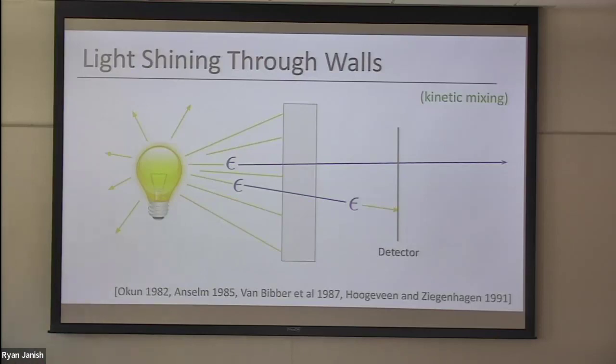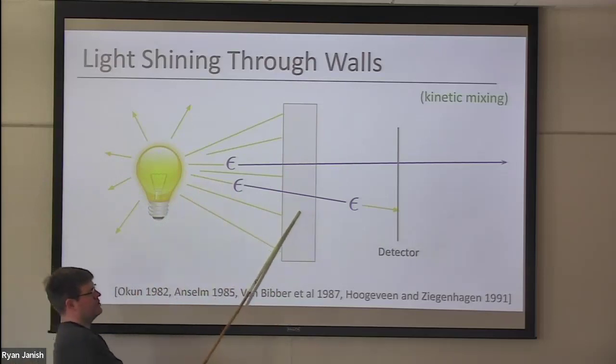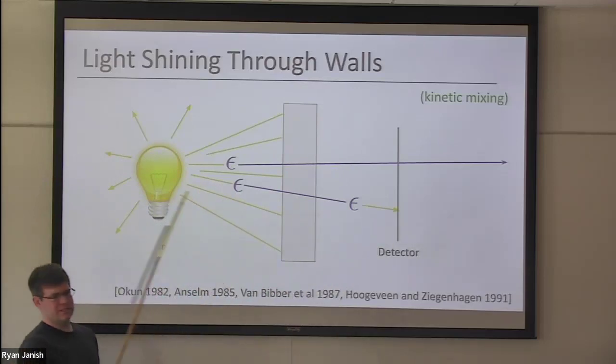A very good idea, which goes back decades, is the idea of a light shining through walls experiment. The basic idea here is you take some light source, and produce as many photons as you can. You then filter those out with some opaque screen, something that absorbs photons. If you had no hidden photon in your universe, then this would block all the photons, and if you put a detector over here, you would see nothing, right? Light doesn't shine through walls normally.